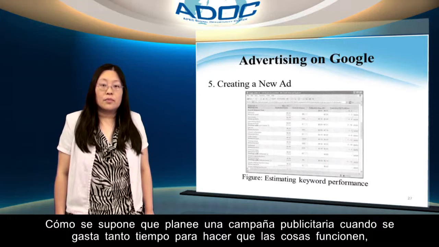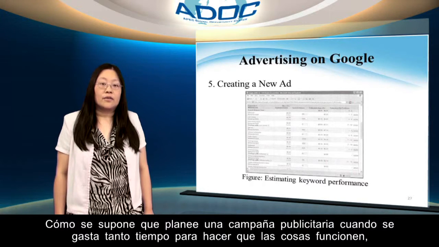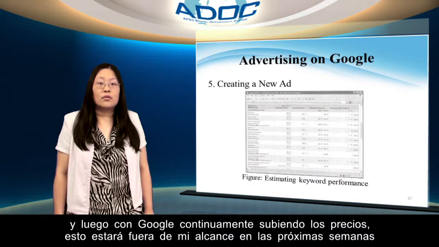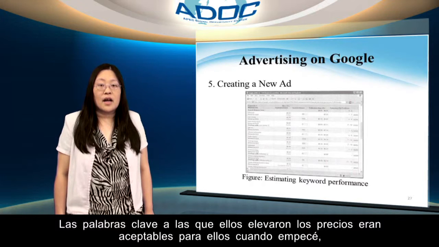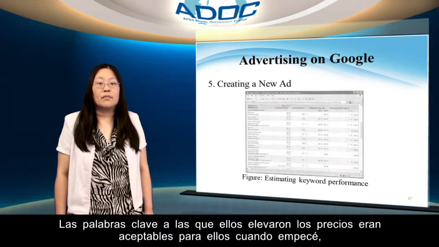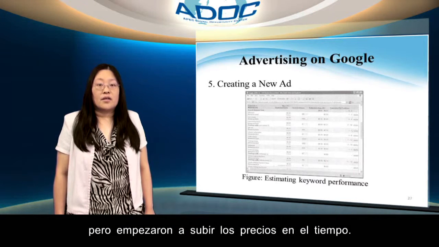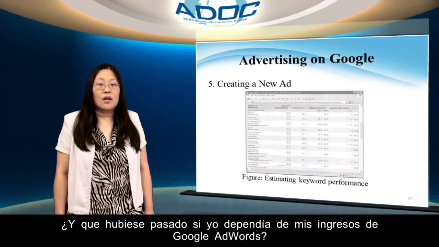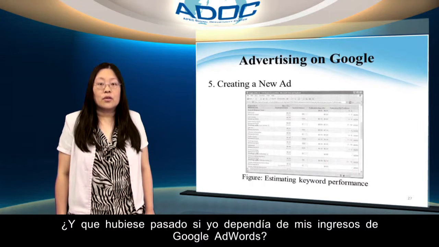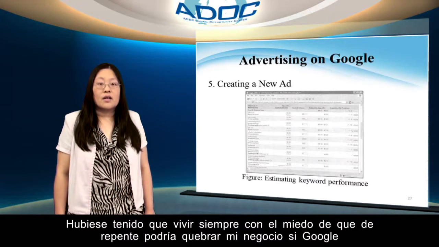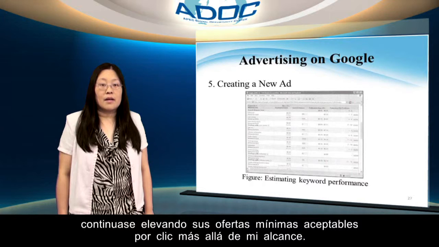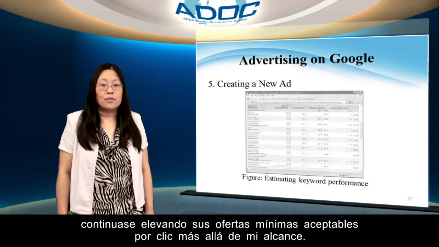How would I plan an ad campaign when I spend a lot of time setting things up, and then Google kept raising prices out of my reach over the next few weeks? The keywords they raised prices on were acceptable to them when I started. Yet they started raising prices over time. What if I depend on my income from Google AdWords? I'd always have to live with the threat of suddenly being put out of business as Google raised its minimum acceptable click bids beyond my reach.